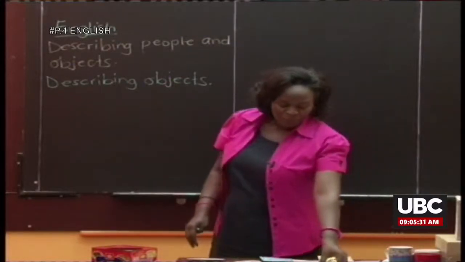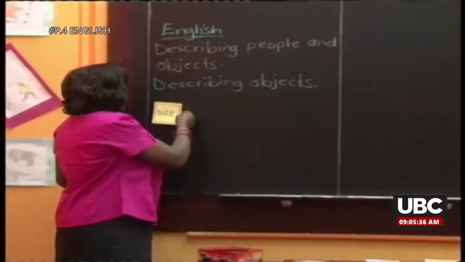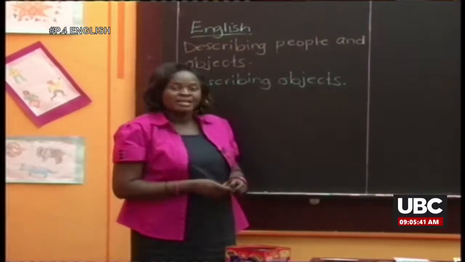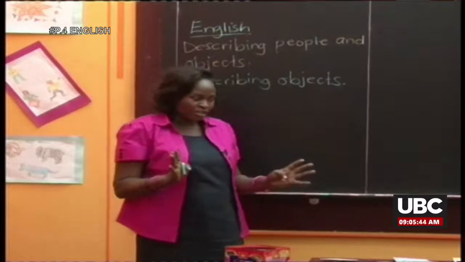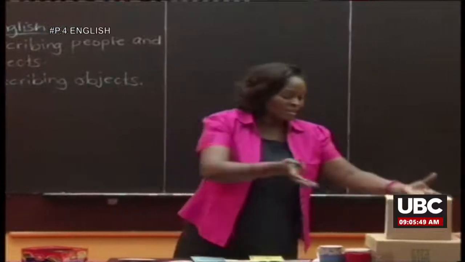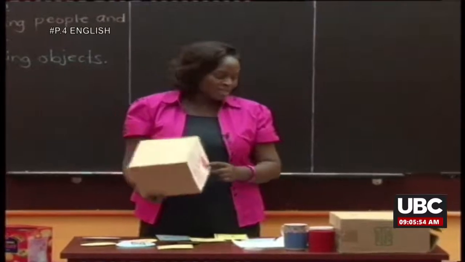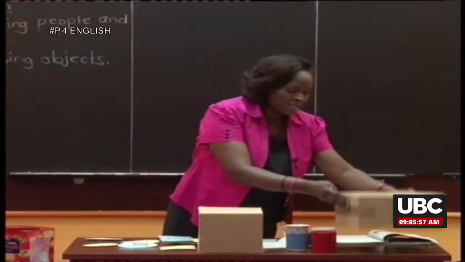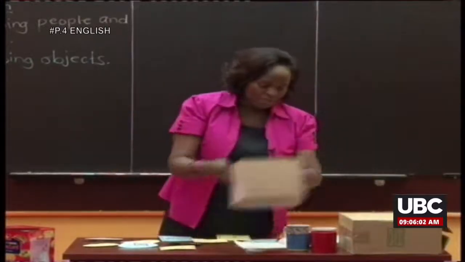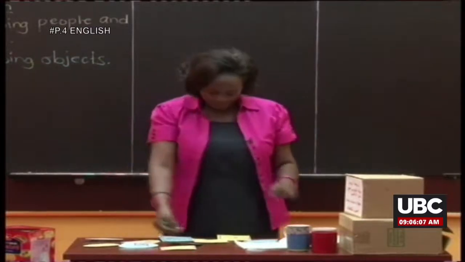First of all, when we are describing objects, we consider the size. We look at the words which talk about the size of the object. For example, big, small, like for example our box here. When you look at this one here, you can describe it as a small box, but this one, you describe it as a big box from that one. We have very many which are small, so we are looking at the size using big and small.